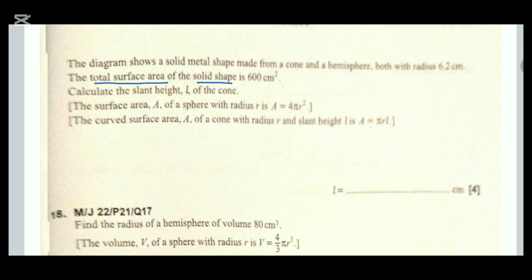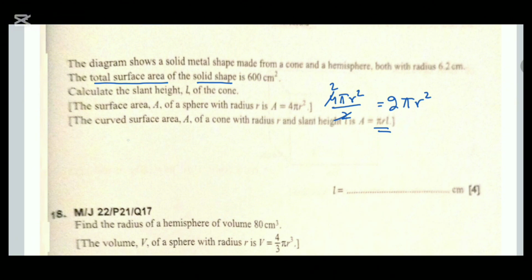So curved surface area of cone formula is given to you, and surface area of a sphere is given to you. So here this is the surface area of a sphere. So what will be the surface area of hemisphere? 4 pi r square over 2. 2 pi r square is the formula of the area of hemisphere. So this is hemisphere, that is why we will use this formula.